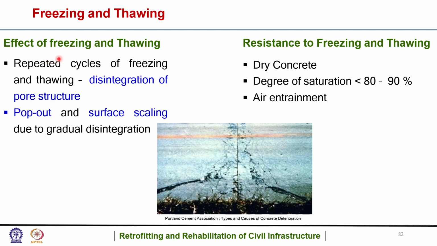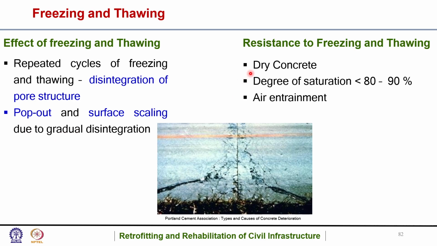So what is the effect of the freezing and thawing phenomenon? The repeated cycles of freezing and thawing result in disintegration of pore structure, which results in pop out and surface scaling, that is, the development of layers due to gradual disintegration.